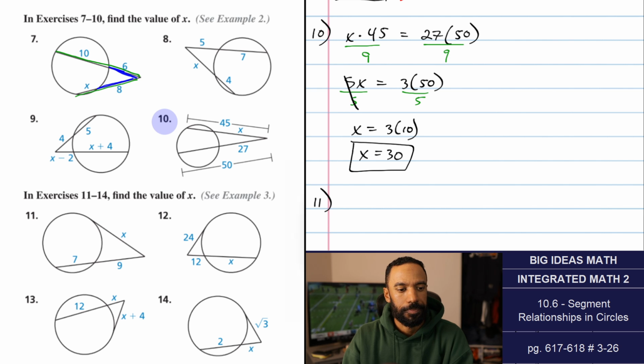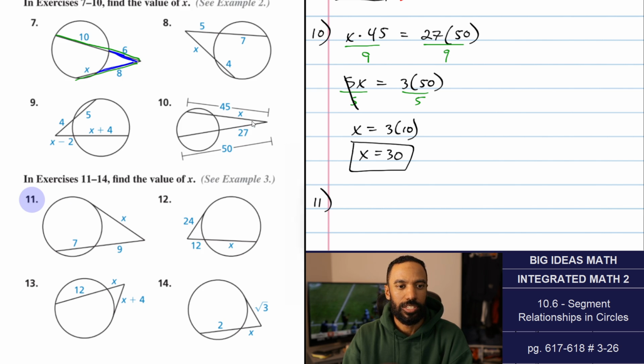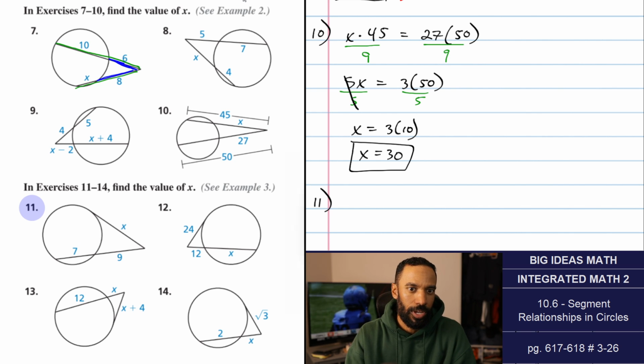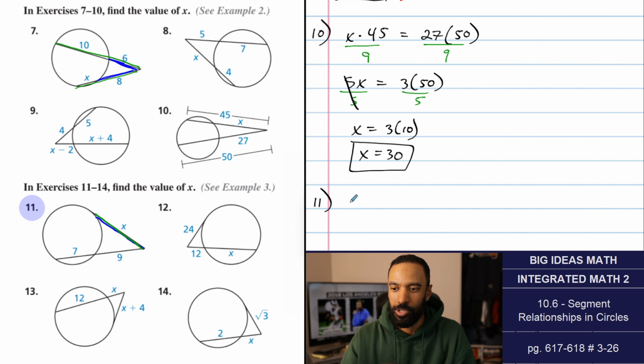Number 11 through 14. Find the value of x. This doesn't stop what I was doing before. I'm still going to do outside times whole equals outside times whole. I know they treat them differently, but I'm going to color code these. Outside is blue, and the whole is green. They're both the same. So outside times whole is x times x. Something times itself is something squared, right?